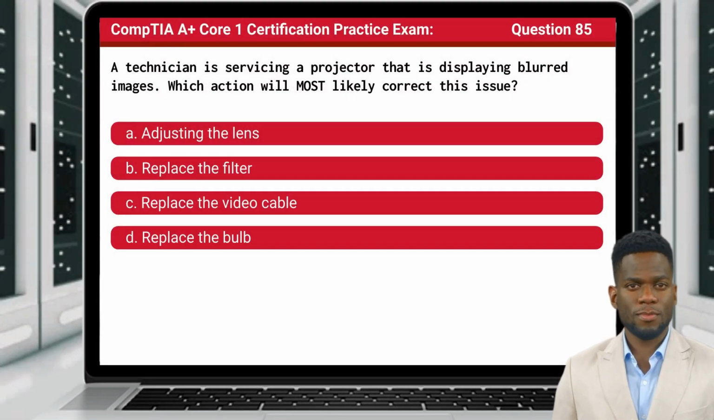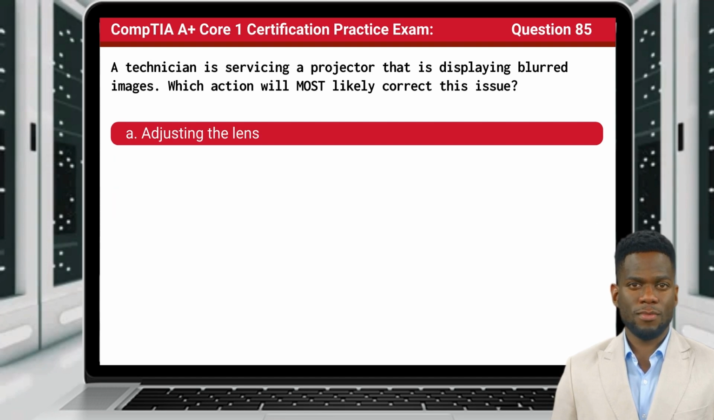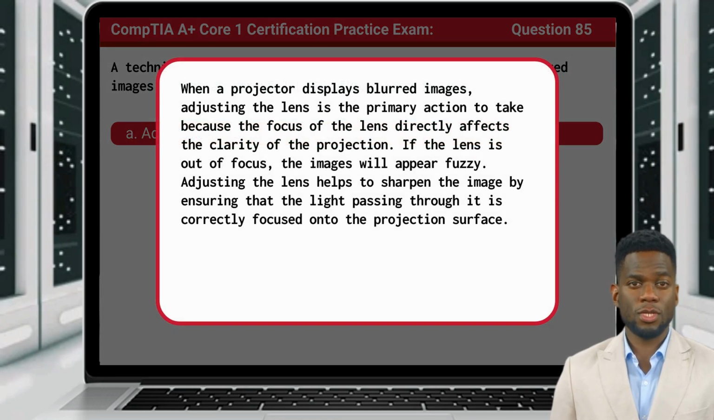Question 85. A technician is servicing a projector that is displaying blurred images. Which action will most likely correct this issue? The answer is A. Adjusting the lens. When a projector displays blurred images, adjusting the lens is the primary action to take because the focus of the lens directly affects the clarity of the projection. If the lens is out of focus, the images will appear fuzzy. Adjusting the lens helps to sharpen the image by ensuring that the light passing through it is correctly focused onto the projection surface.